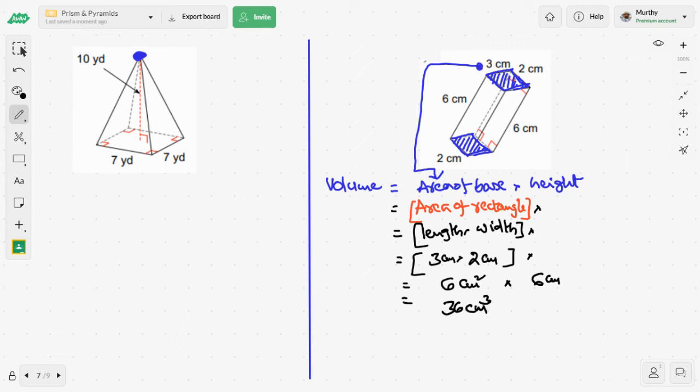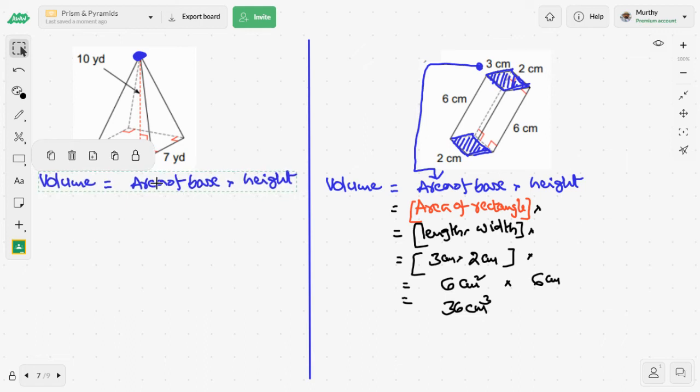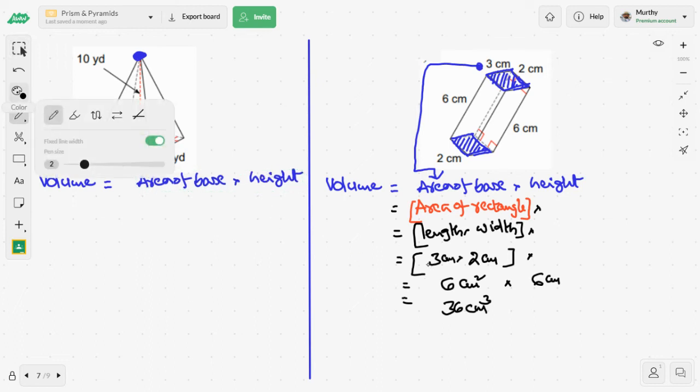Next, coming to finding the volume of a pyramid. It is almost the same as finding the volume of a prism, but the only thing is it is one third of the volume of that one. So let me take one third, the same area of base times height.